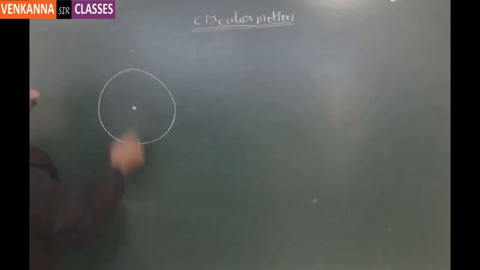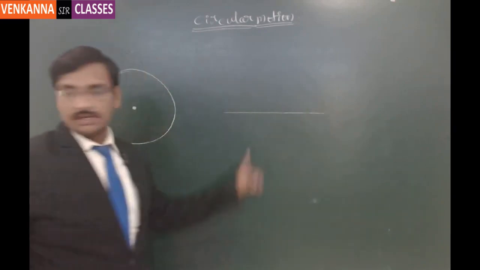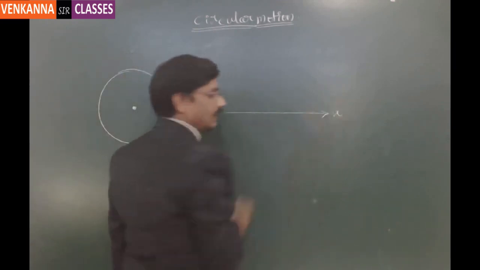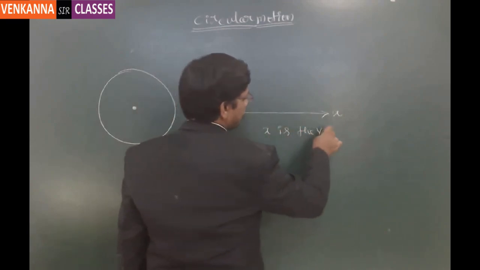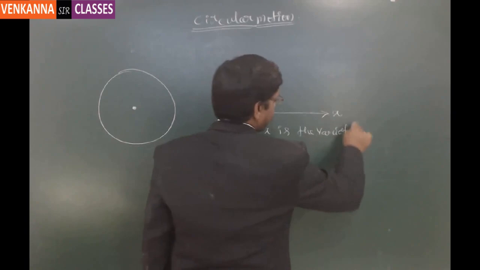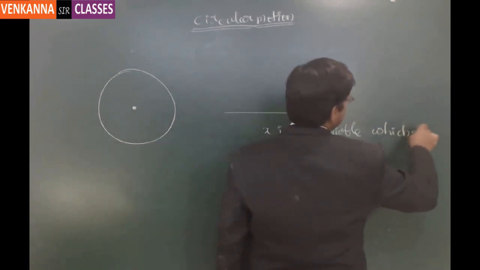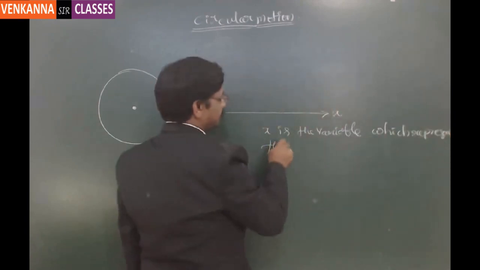Now in a straight line motion, the particle is trying to move in a straight line like this, where the displacement is treated as x. So here x is the variable, and it represents the displacement.